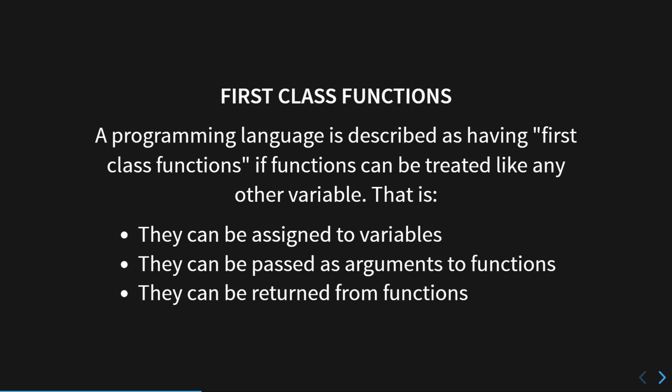So a programming language is said to have first-class functions if functions can be treated just like any other variable. That is, they can be assigned to variables, or they can be passed as an argument to functions, they can be returned from functions, and so on. Pretty much every mainstream language now supports first-class functions, and effectively every functional programming language too.